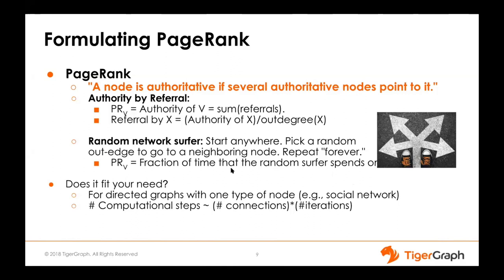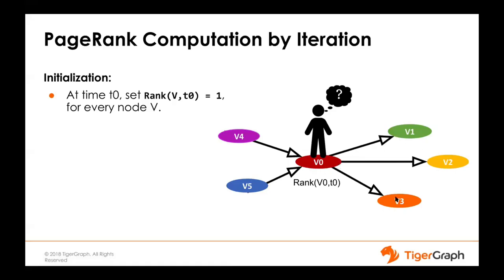Now, does this actually fit what you want to do? First of all, you need the appropriate network. It needs to be a network with directed edges going in a particular direction. So let's say there's a person standing on node V, and there are three out neighbors of V and two in neighbors. V's current PageRank is described by the rank of node V at time zero. We initialize the computation by assigning every node a rank of one to start off with. You actually don't have to do it that way, but that's just a simple way of doing it. As I said, you can start with any initial condition you want.